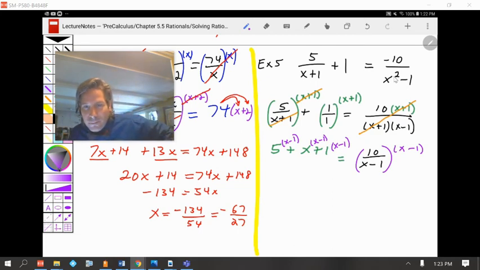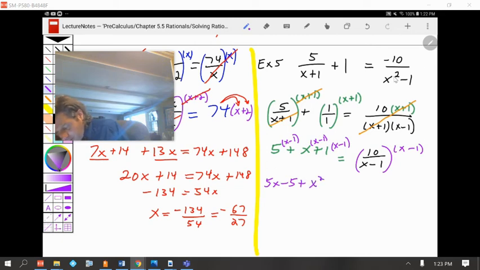So what's left now is I have 5 times x, which is 5x, minus 5 times 1 is minus 5. Plus, I have x times x, which is x squared. And I have an x times a negative 1, which is negative x. And then I have a 1 times x, which is x. And then I have a 1 times negative 1, which is negative 1, equals 10.